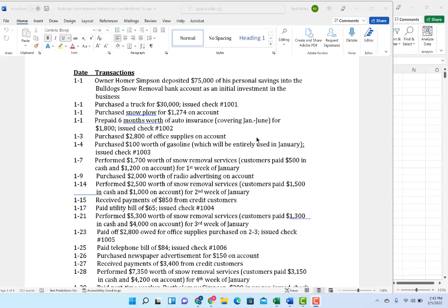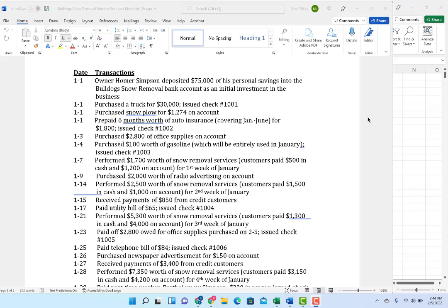So they're brand new. Before this process, they had no accounting records; no transactions had been recorded before the very first one. So our first step in the process is to go through and look at each one of these transactions, identify which accounts are being hit, determine which one's going up, which one's going down, and then make the appropriate debits and credits. So notice the very first one, our owner here, Homer Simpson, deposits $75,000 of his own money into a new checking account to start the company.